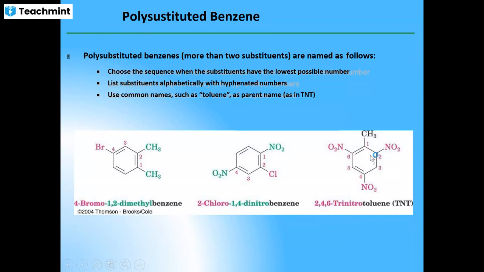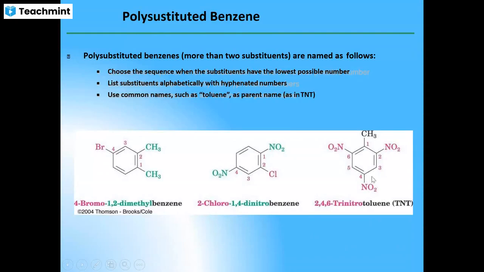Now we have to think about the toluene. What substituents are present? On toluene, three nitro groups are present at the second, fourth, and sixth positions. Two are at ortho position, and one is at para position. So how would you give a name to this compound? We simply use the common name toluene, and then think about the substituents. The same substituent is present at second, fourth, and sixth positions, that is nitro groups.